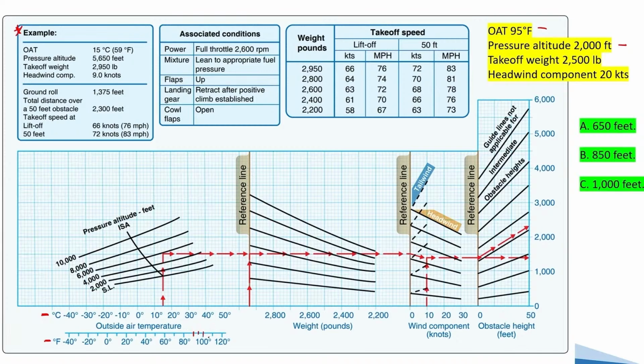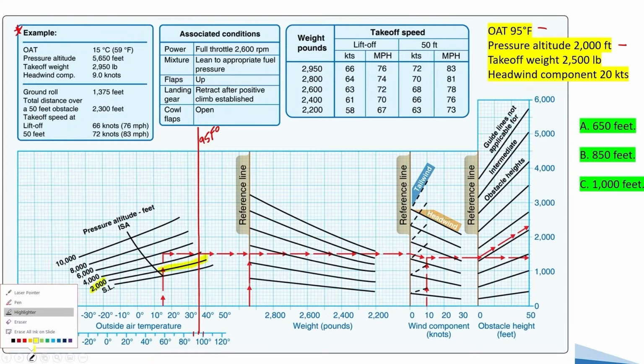I am going to just draw a line straight up, that way we can see where that's going to fall in. So that's roughly 95 degrees Fahrenheit. The next thing I'm going to do is figure out where 2,000 feet is. Very simply, this is the pressure line for 2,000, which is this one right there. I'm going to see where that intersects with my red line, and draw basically straight across to the reference line.